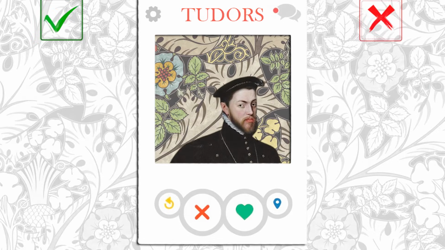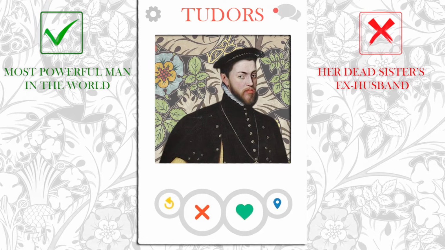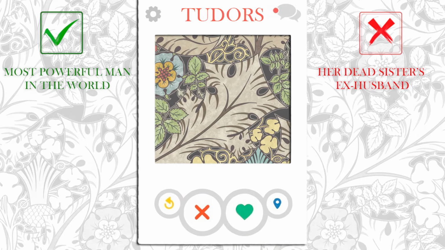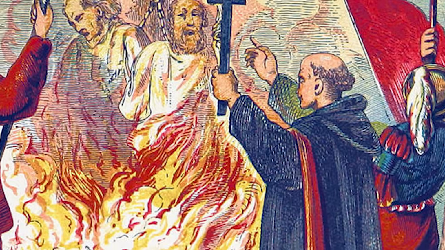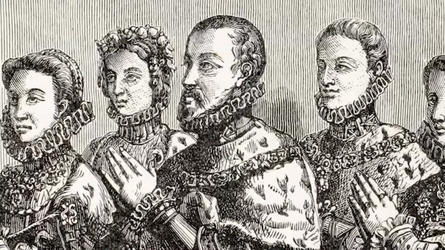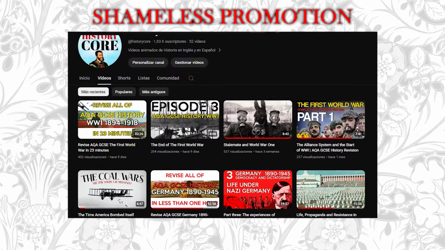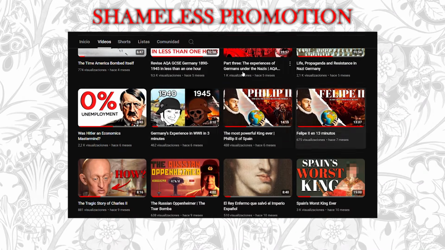Early in her reign, Philip II, the most powerful man in the world and her sister's former husband, proposed to Elizabeth, but she declined, as a Catholic king would be unacceptable to strict Protestants and Puritans, who feared a return to Catholicism and Philip's influence in English politics. If you want to learn more about Philip II, I have a whole video about him.